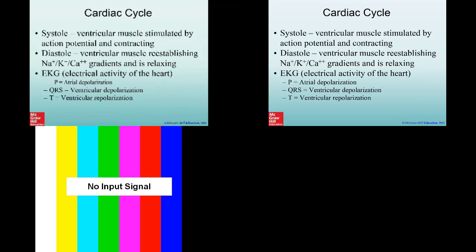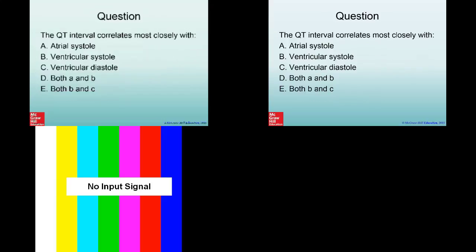EKG is an indirect measure of the electrical events that are occurring in the heart at any given time. Right? P wave, QRS, T. So, speaking of that, the QT interval. What happens during the QT interval? Correlates most closely with what?